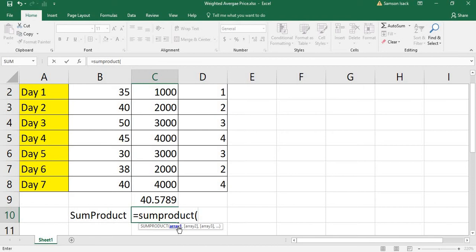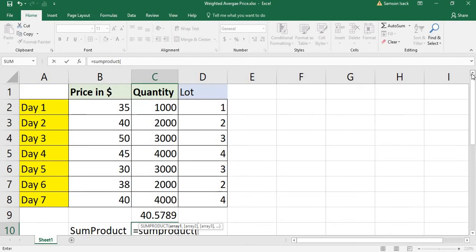For SumProduct you need to give two sets of arrays, and these arrays will be multiplied and summed together. Okay, that is the idea. So here you need to give the price and the quantity array, so that each respective pair is multiplied, and the final result will be the sum of all the multiplications.